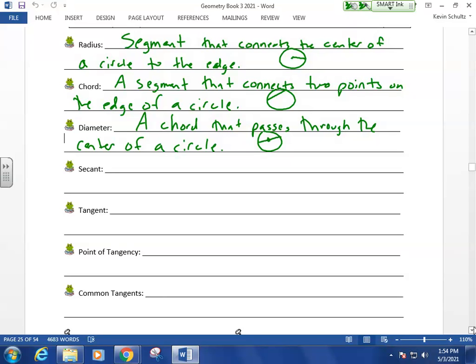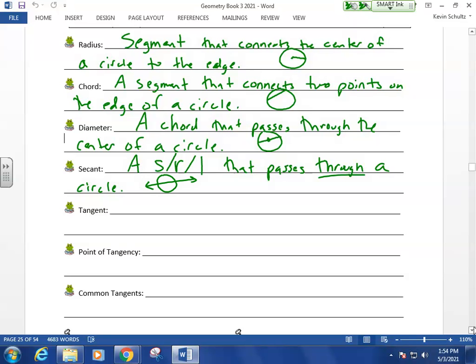Secant. Any idea what a secant is? Okay, a secant is a segment or ray or line. Remember my abbreviation for that is SRL, just because I don't want to write them all out. But a segment, ray, or line that passes through a circle. So it doesn't start at one edge and end on the other edge. It actually passes through it. And so an example of that would look like this.